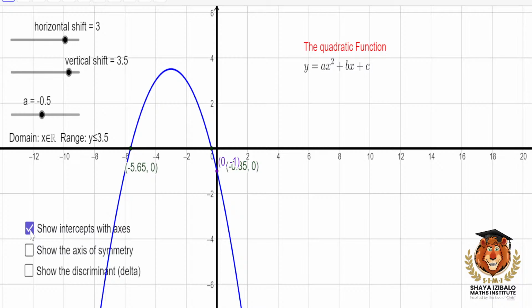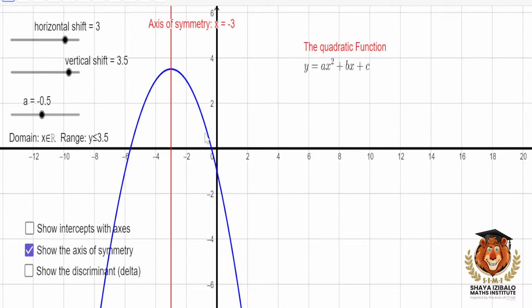We can show the intercepts with the axes. We can show the axis of symmetry, and the axis of symmetry is just x equal to the x coordinate of the turning point. What we can also show is the discriminant, delta. Remember our nature of roots. Now, at the moment, delta is 7. And remember, if delta is 7, then we are going to get 2 x-intercepts, unequal and, in fact, irrational.